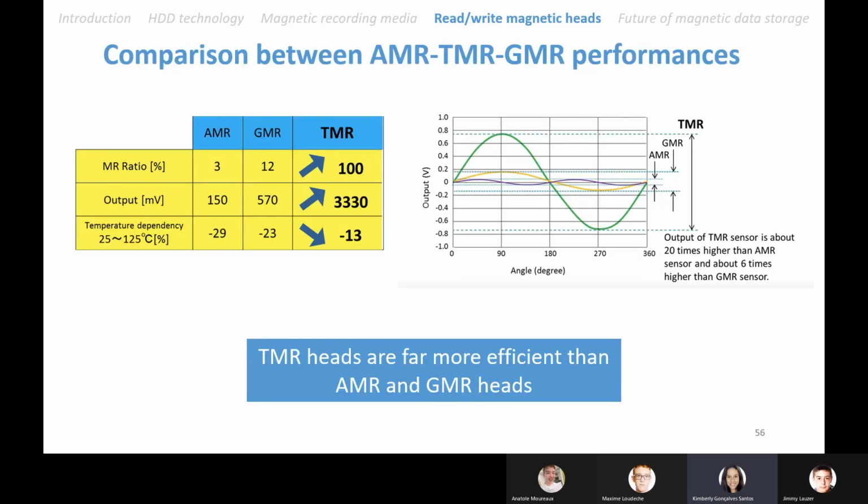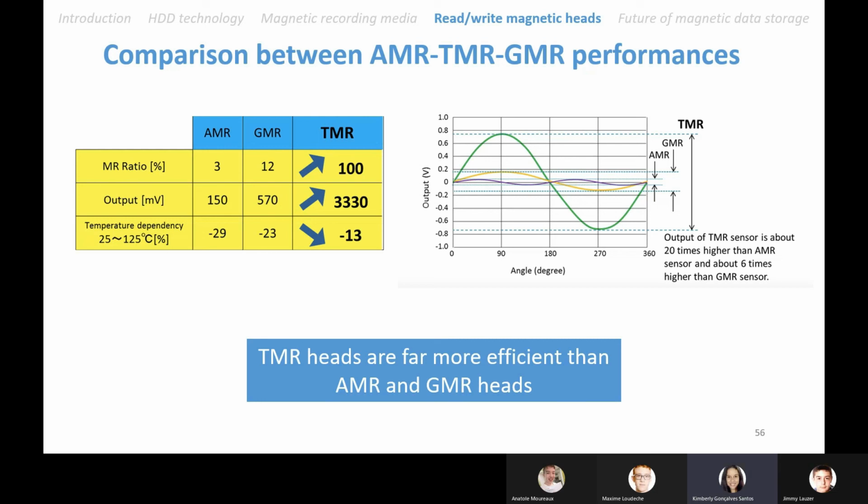Now that we've seen AMR, GMR, and TMR, it's natural to ask which one is the best. You can see here a comparison between their performances, and off the bat, it's evident that TMR reading heads surpass both AMR and GMR, and they are far more sensitive, as can be deduced by their MR ratio. On top of that, the loss of sensitivity due to temperature increase is less consequent for TMR, which is a good thing if you want to avoid the negative effects provoked by thermal agitation.